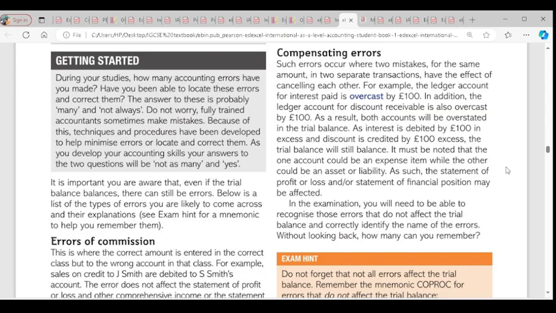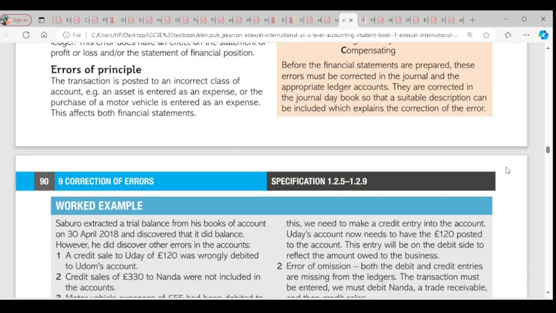Then we have compensating errors. For compensating errors, this is where two mistakes for the same amount in two separate transactions have the possibility of correcting each other. So, for example, the ledger account for discount receivable, which is an income account, is overstated by maybe $100. And in addition, the ledger account for interest paid is overcast by $100. So there's an expense which is overcast by 100, and there's an income which is overcast by 100. Because income has to be taken away from expenditure, the account will still balance. So that takes us to explanation on journal entries.